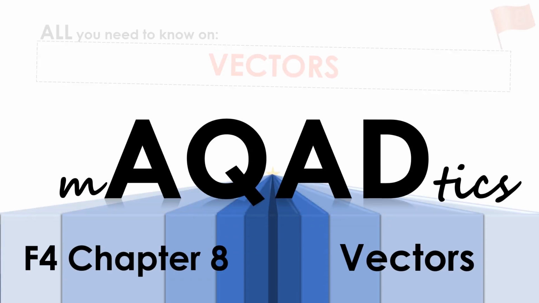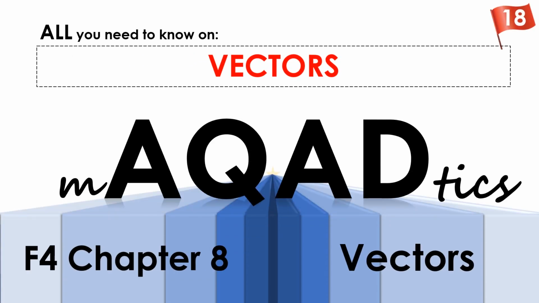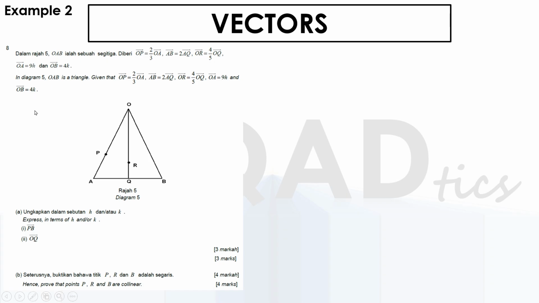So today's video will be lesson 18, everything you need to know on vectors. For our next example, here we have a triangle and here we have a few different ratios and some vectors, right? So our first step is to draw the diagram, but since it is provided in the question, we can just skip. Alright, and let's go to the second step, which is to identify the given vectors.